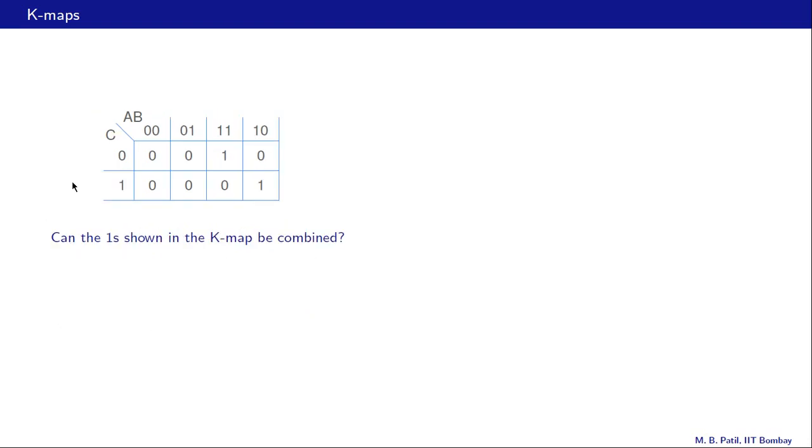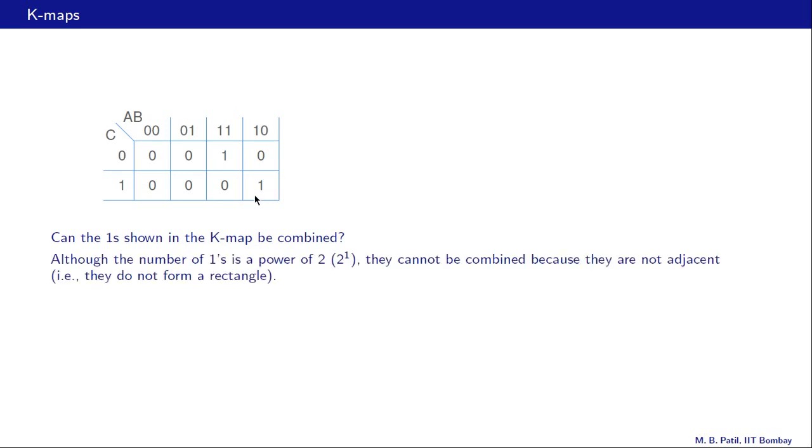Next example, once again we have two ones here, this one and this one, and the question is whether we can combine these two. The answer is, although the number of ones is a power of 2, they cannot be combined because they are not adjacent, that is, they do not form a rectangle. The only rectangle we can think of which will contain these two ones is this one, but then in that case it will also contain zeros, and that is of course something we don't want.